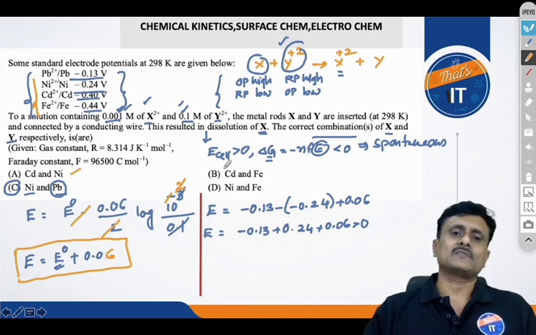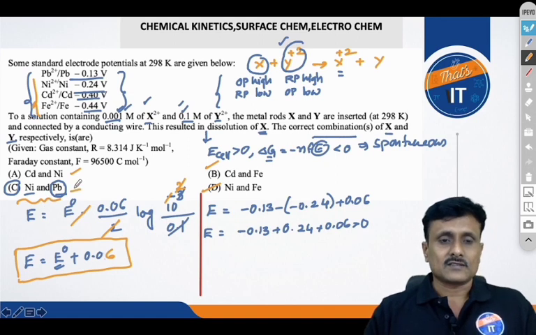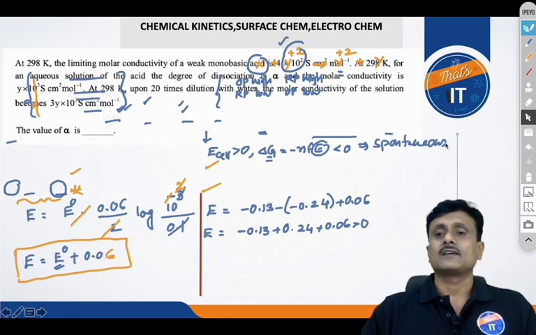For all the other species you have to check. I am not sure about this. I want you to check. Since I got this as the answer, I am putting it as the answer, isn't it? You have to check whether the E value is positive or not. That's how we are going to solve the question.